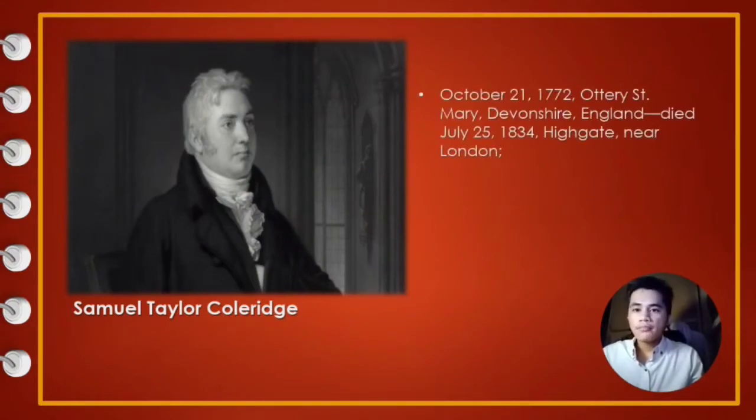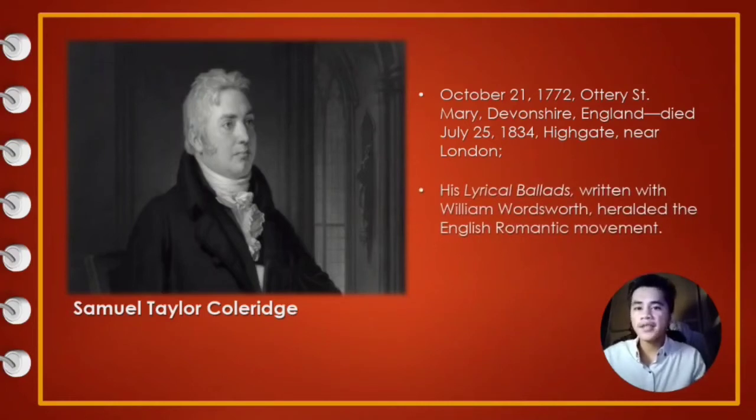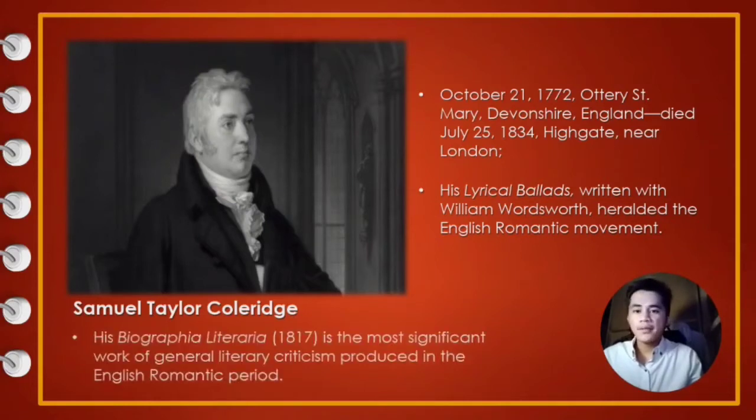Now, speaking about Coleridge, he was born on October 21, 1772, at Ottery St. Mary, Devonshire, England, and died on July 25, 1834, at Highgate, near London. His Lyrical Ballads, as I've said, written with William Wordsworth, heralded the English Romantic movement, and his Biographia Literaria in the year 1817 is the most significant work of general literary criticism produced during the Romantic period.